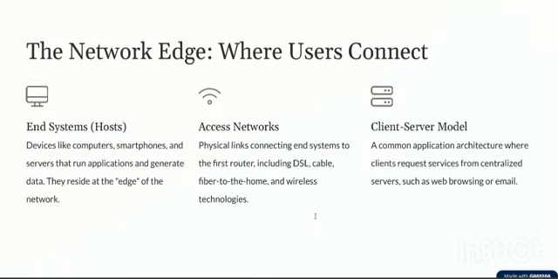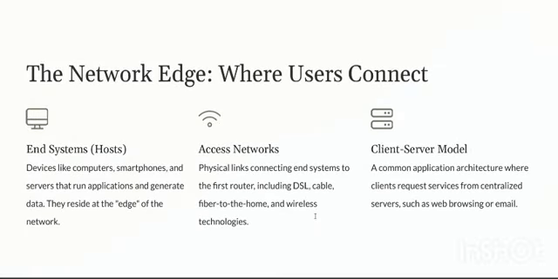Next we see about the network edge. At the network edge we find the end systems like computers, mobile phones and servers. These devices connect to the network through access networks such as DSL, fiber optics or wireless technologies. Together they form the point where users interact with the internet. So it leads to the end-to-end connection with the network edges.